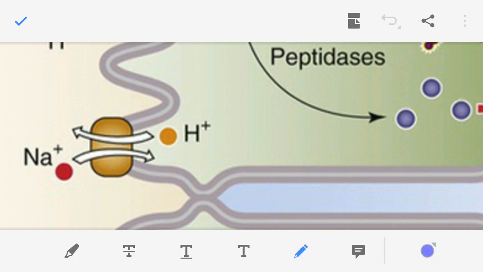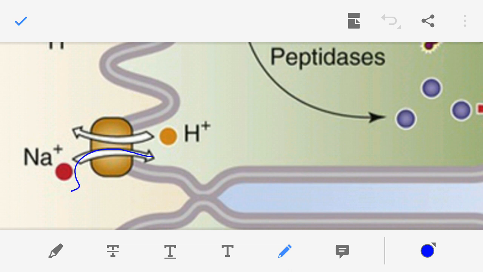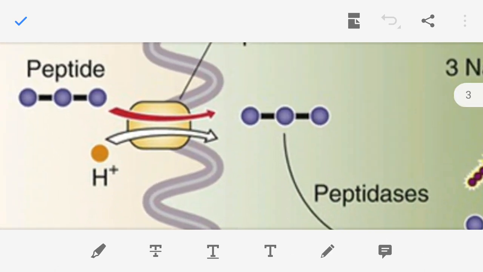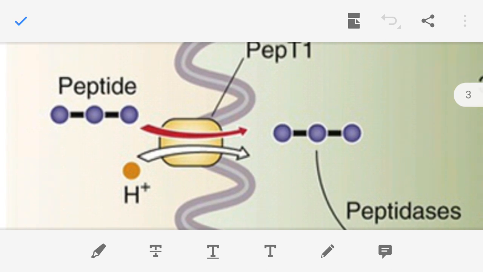So what is this carrier protein doing? This carrier protein is sending the Na plus into the cytoplasm, and from the cytoplasm the H plus are transported out. So since the H plus are transported out, what happens? The concentration of H plus decreases in the cytoplasm.